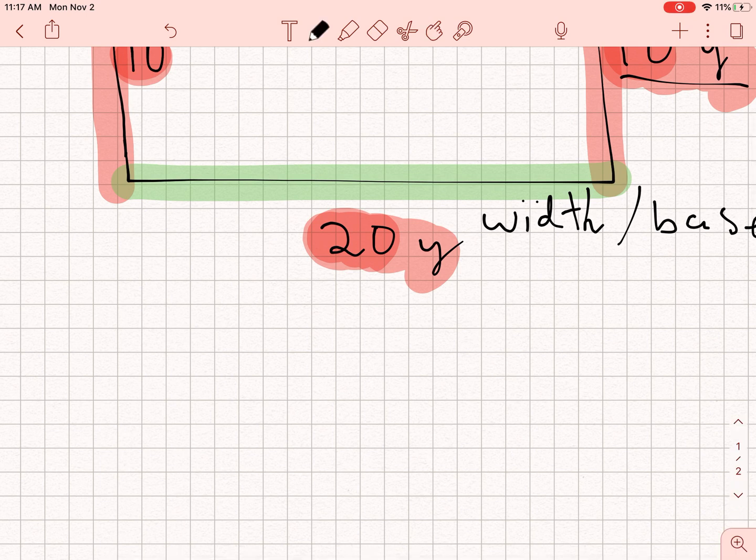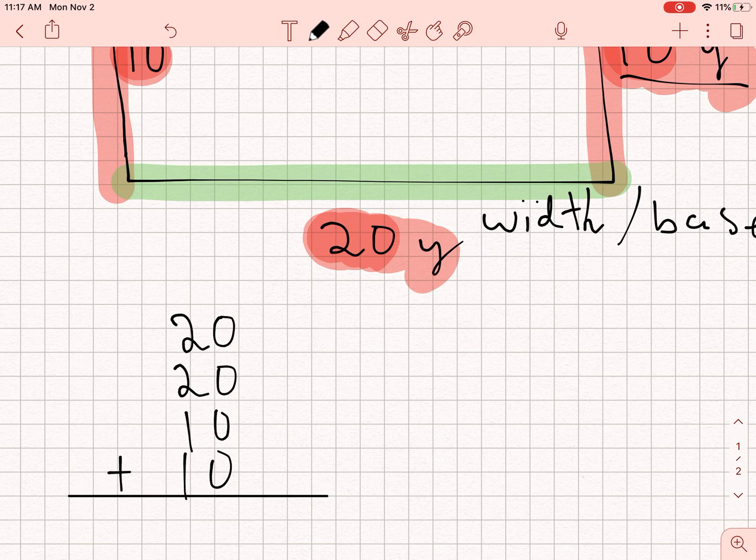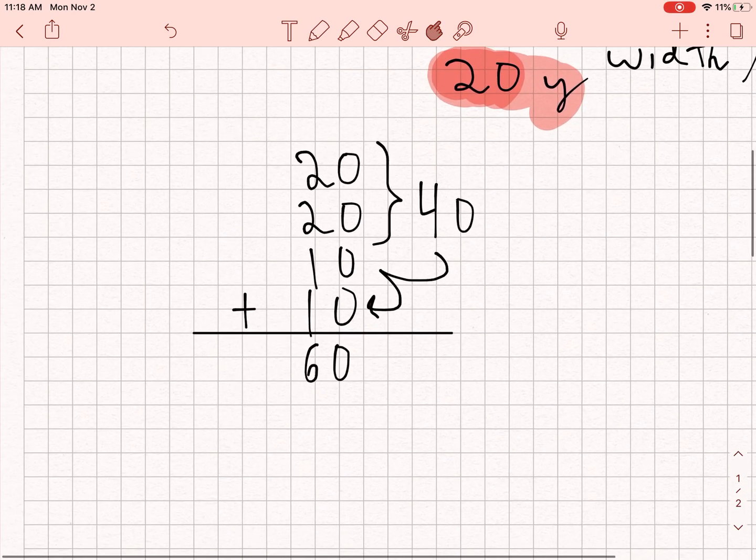I'm going to start with my bigger numbers for this addition problem: 20 plus 20 plus 10 plus 10. I'll write that up as a big addition problem, and I like to pair up the parts of my addition problem. 20 plus 20, let's see, 2 plus 2 is 4, so 20 plus 20 must be 40. And I'm going to count by tens to finish up this problem. So 40, that would be 50, 60. So the perimeter equals 60.